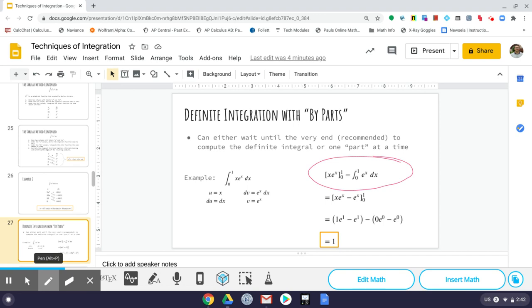So x e to the x minus the integral of e to the x, which is just e to the x itself. I'll just leave it here, and now I can do one final computation, f of 1 minus f of 0. If you see the math there, we get e minus e, which is 0, minus 0 times e to the 0, which is 0, minus e to the 0, which is 1. So minus a negative 1 becomes a positive 1, and I've got my answer.